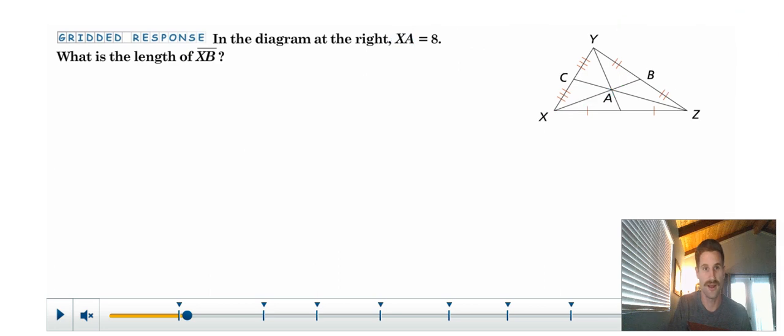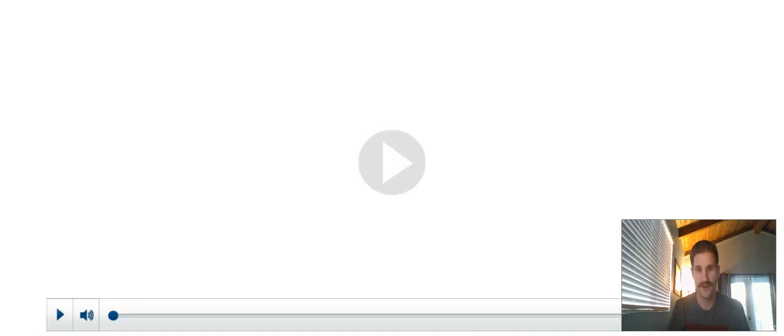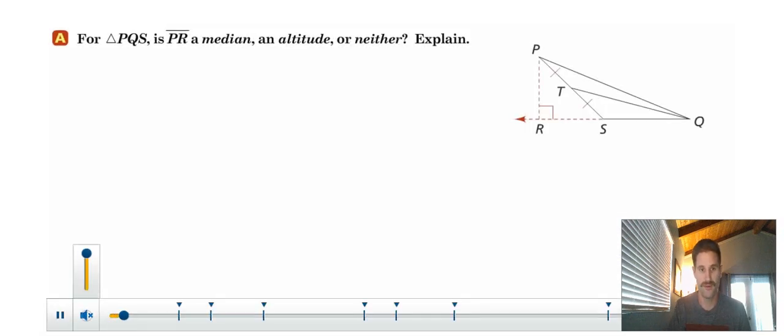Alright, let's look at another problem. This one will be a little bit faster. So go ahead and write down this problem, and we are going to determine what segment we're looking at.